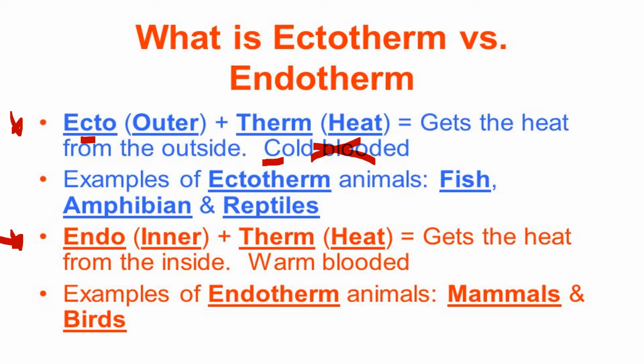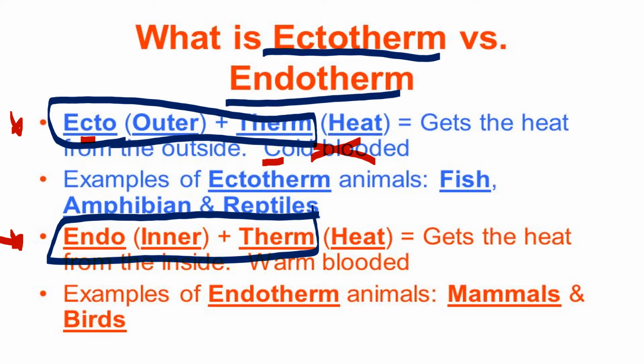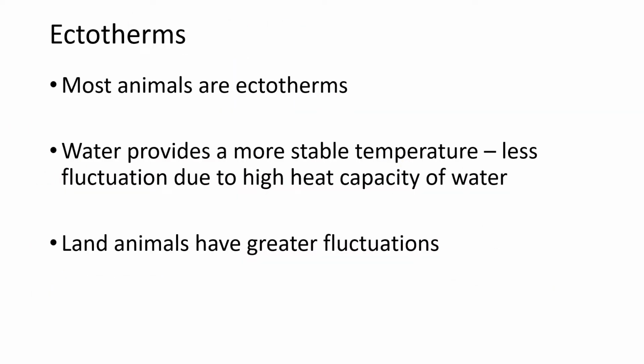Okay, so from now on, you need to refer to ectotherm and endotherm, these two terms. You can't use the words cold-blooded or warm-blooded. Most animals are ectotherms. Mammals and birds are endotherms. Pretty much everything else is an ectotherm.